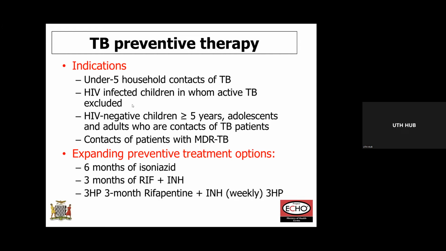So contacts of MDR patients can now receive TPT. There are various options that are available. And HIV-infected children in whom active TB disease has been excluded should receive TPT above the age of 1, provided they are not contacts. So we have 3 current options that we're using, which is isoniazid, rifampicin and INH weekly, which is commonly known as the 3-HP, the high dose. And then we have the rifampicin isoniazid being available for the drug susceptible group.